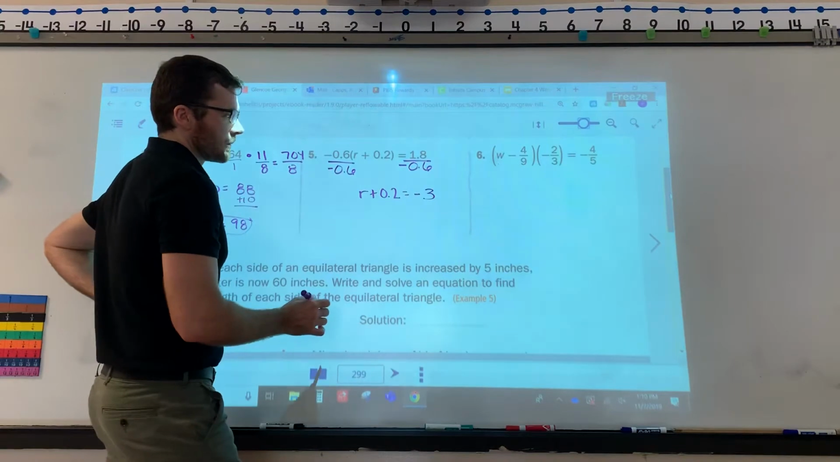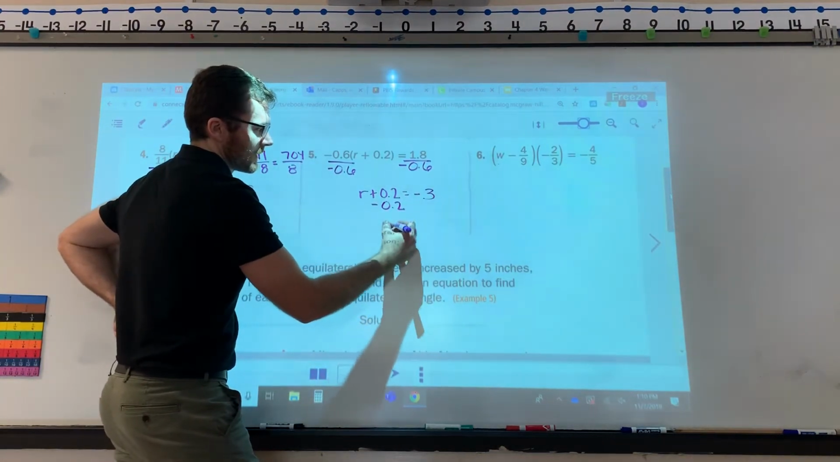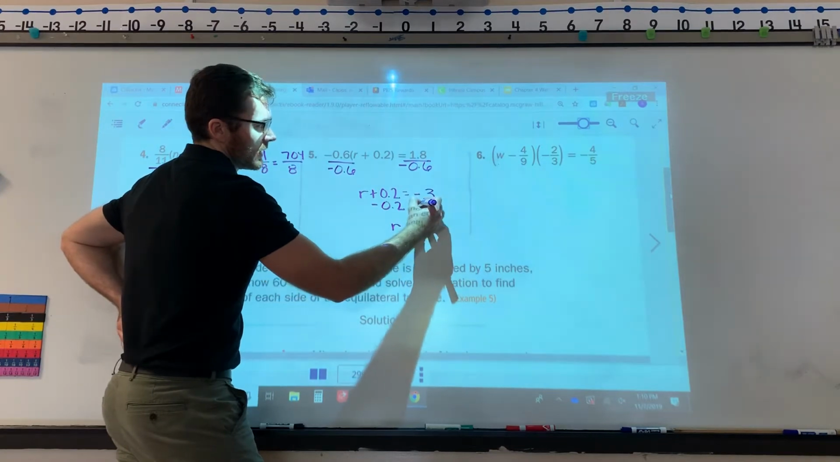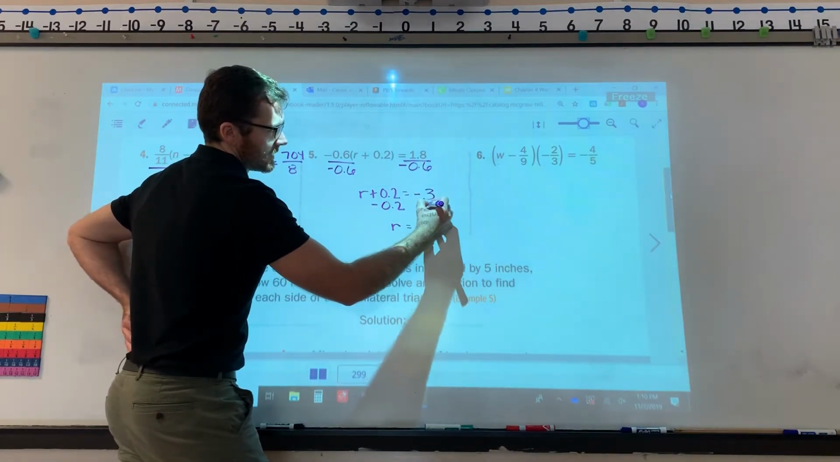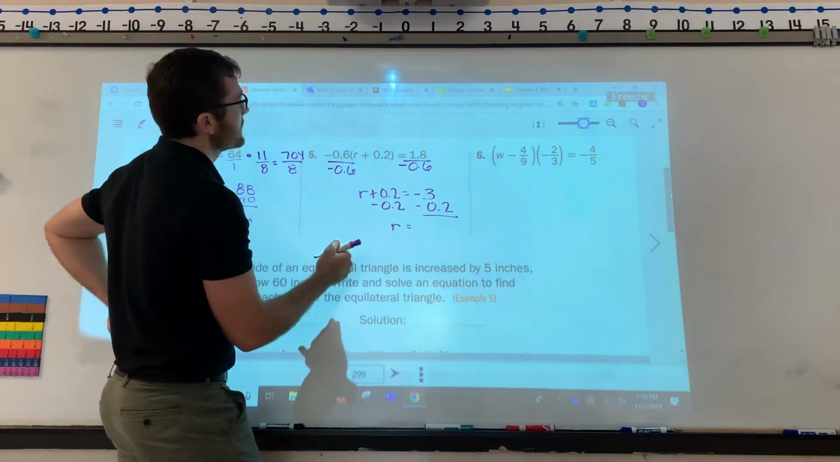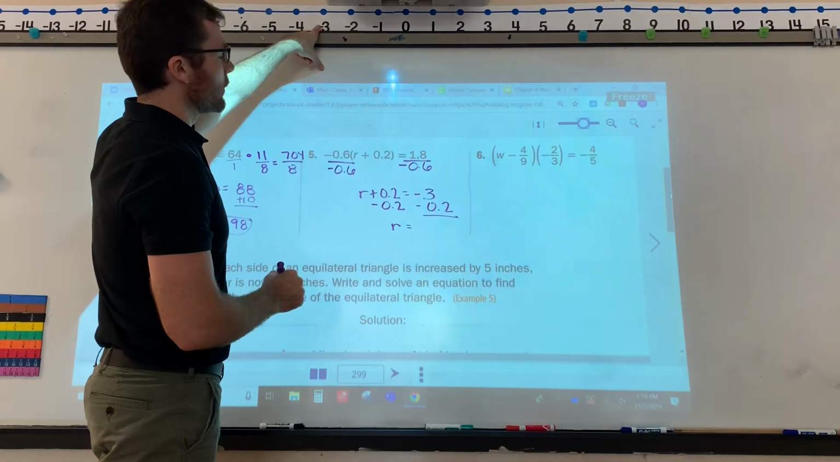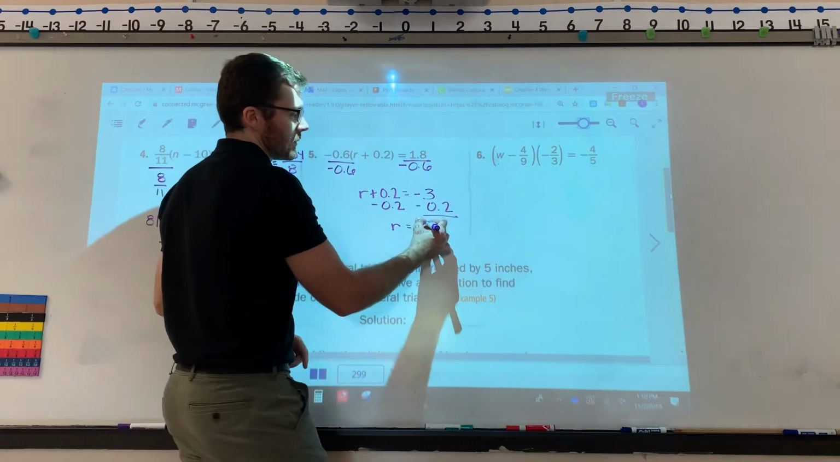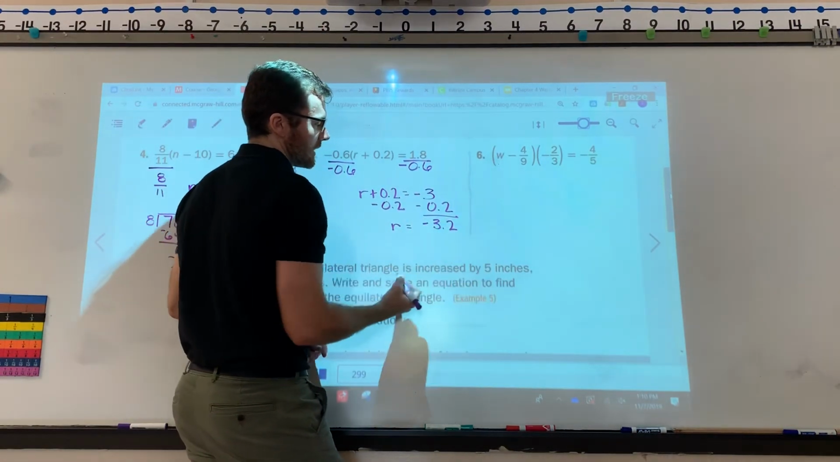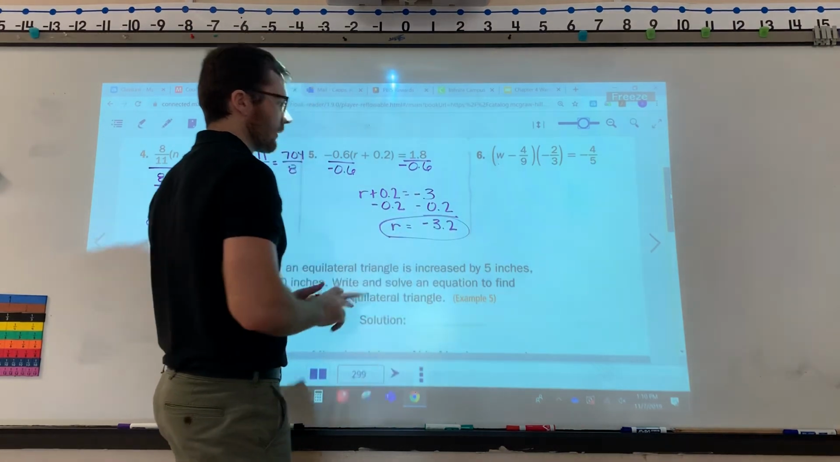All right, my next step is to subtract 0.2 from this side. So all I have left is r, and also subtract 0.2 from this side. They're the same signs, so I don't know if you can see the number line, but if I'm at -3 and I take away 2/10 more, that's going to land me at -3 2/10. So r equals -3 2/10.